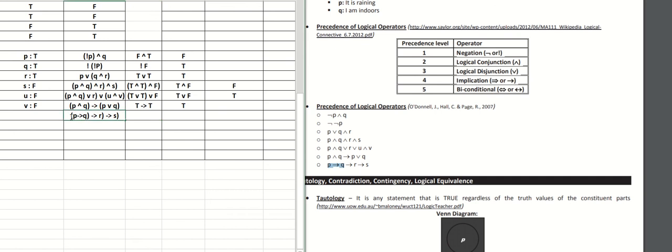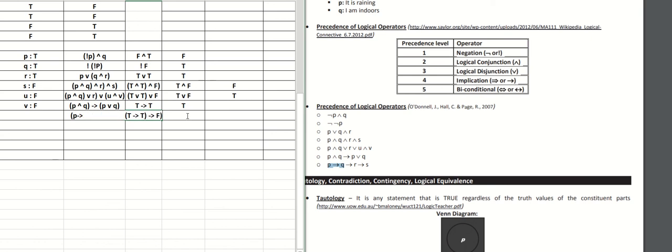Now we parenthesize the first operator that needs to be solved first before the other operators. Now we get the value of P then Q. True then true is true. Then we copy the value of then R. So then R is true, then true. And we copy the implication, and the value of S is false.